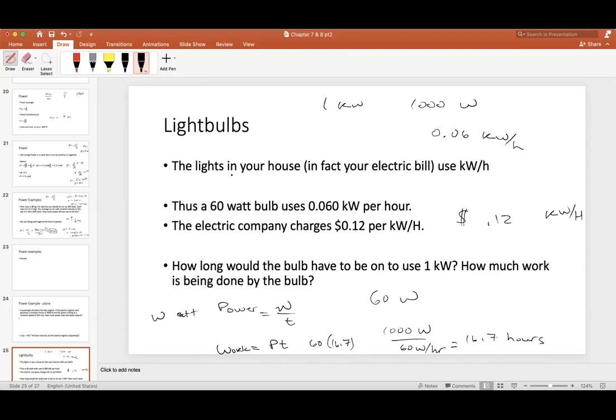Because power is in watts, which is joules per second, times time, which is in seconds, gives you joules, right? And that's the work. And your power was 1 kilowatt, right? That's how much power you ended up using in a time of 16.7 seconds. So if we multiply 1 kilowatt times 16.7 seconds, I'm sorry, again, it's really late here.